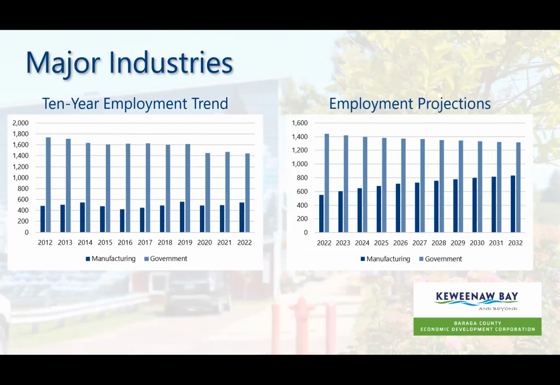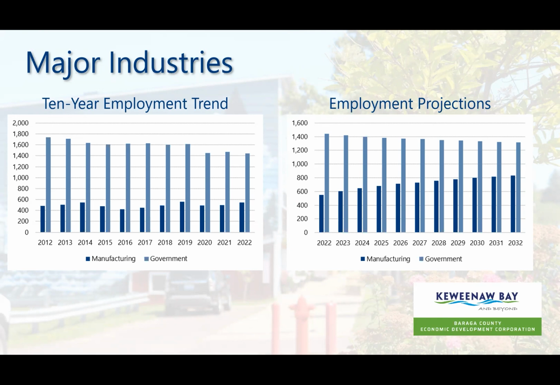One of the reports I want to go over is the major industries. Manufacturing and government are 2 of the largest contributing industries to the gross regional product in Baraga County, or GRP. Because these industries have a considerable influence on the local economy, their economic health can be analyzed to make predictions about the local economy as a whole, and that's why it's important to track their employment trends.